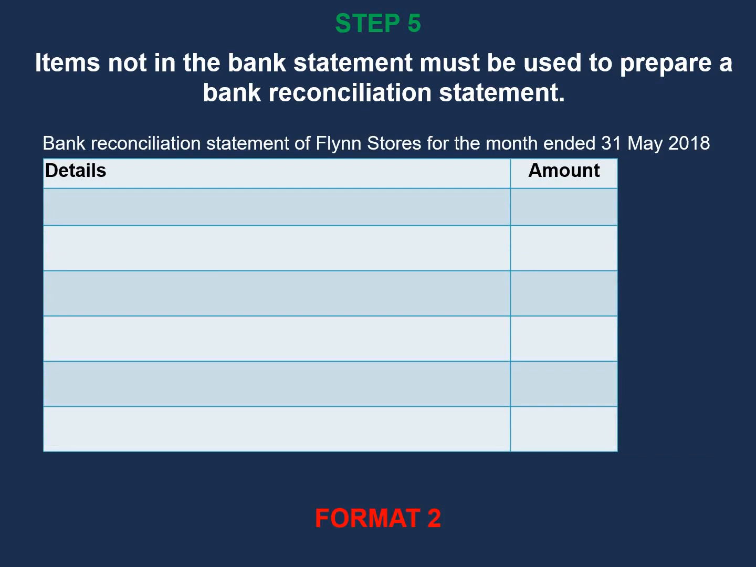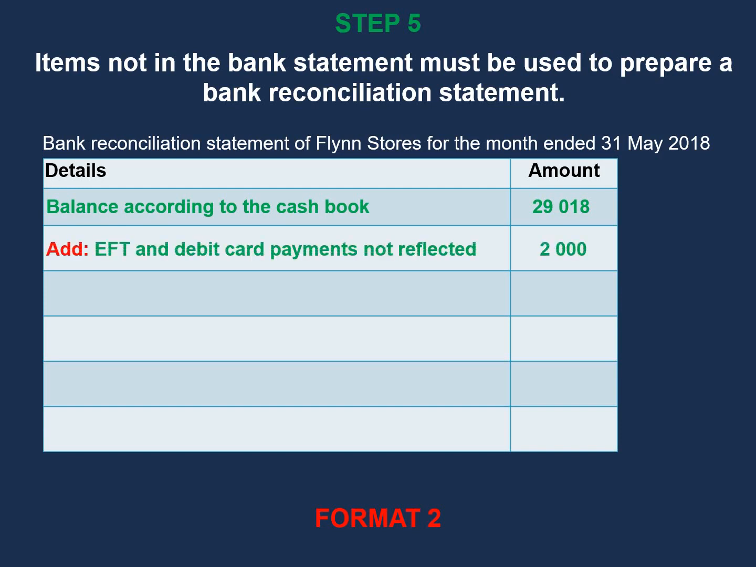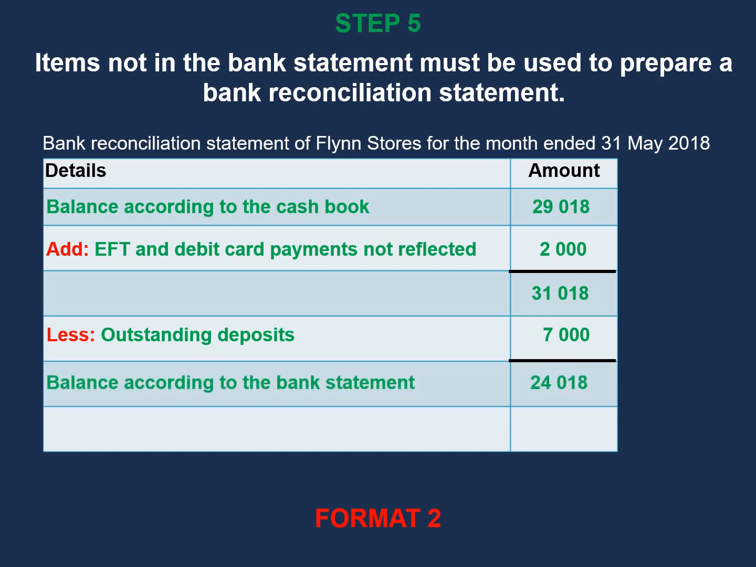Let's move on to our second format. Our second format looks a little different. Here we will start with the balance according to the cash book, and then we will add our EFT and debit card payments which have not reflected. Then we will get a total of $31,018, and then we will subtract our outstanding deposits of $7,000, and when we do this the amount should equal the balance according to the bank statement, and this amount is $24,018, which is our balance according to the bank statement.